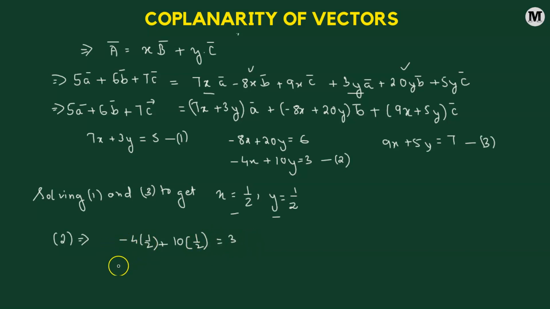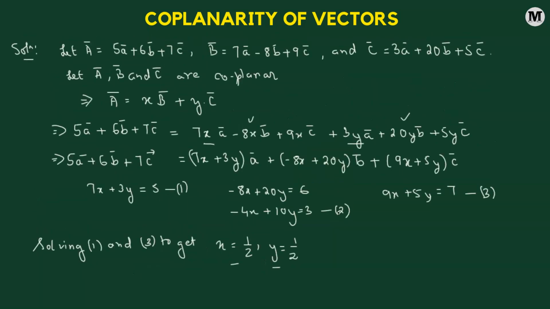So negative 4 divided by 2, that corresponds to negative 2, added to 10 divided by 2, so that's 5. Equals positive 3. So negative 2 plus 5, that's simply 3. So we have 3 equals 3. Now this is satisfying our second equation. That means solving 1 and 3, whatever x we obtain, which is half, and half for y, is satisfying the second equation.